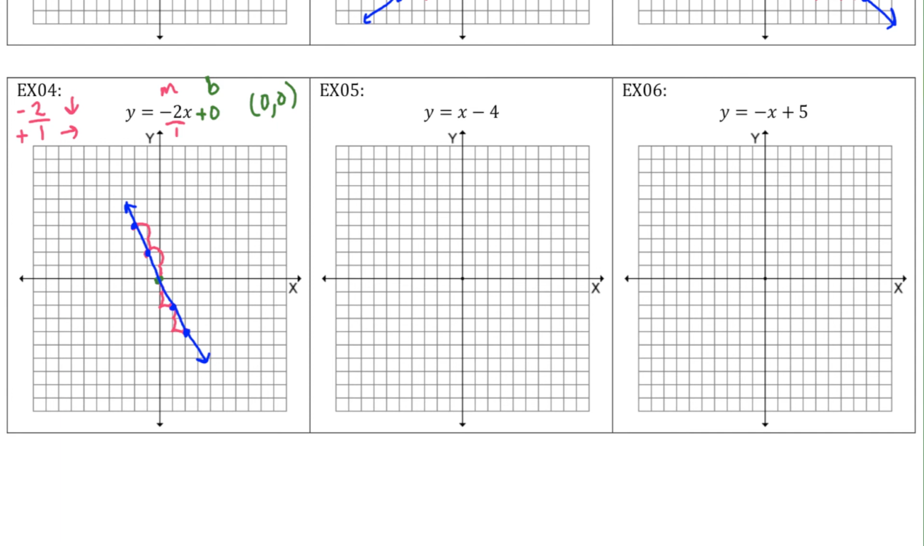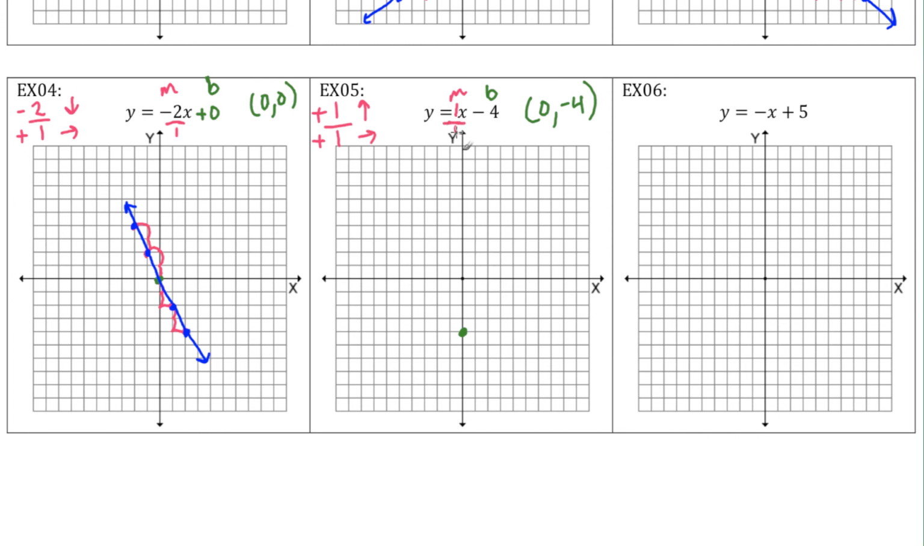All right, example 3 or more. So we have our slope should be here. And remember, if there's nothing in front of the x, if there's no coefficient, it's a 1x. And then we have our y-intercept, which is -4. So 0, -4. Okay, and then my slope is 1, but that would be 1 over 1, so positive 1 over positive 1. So we go up 1, right 1.